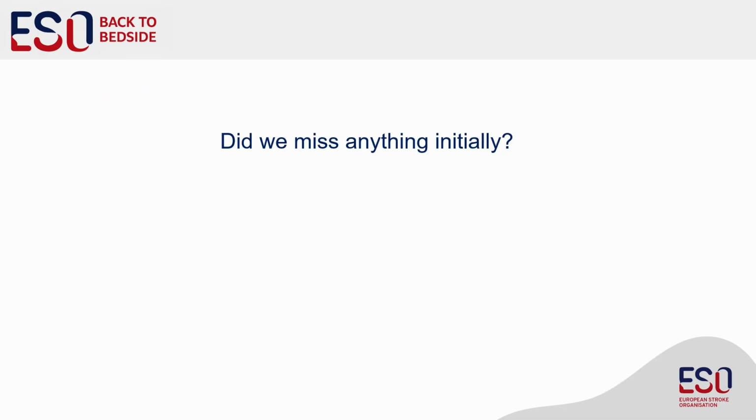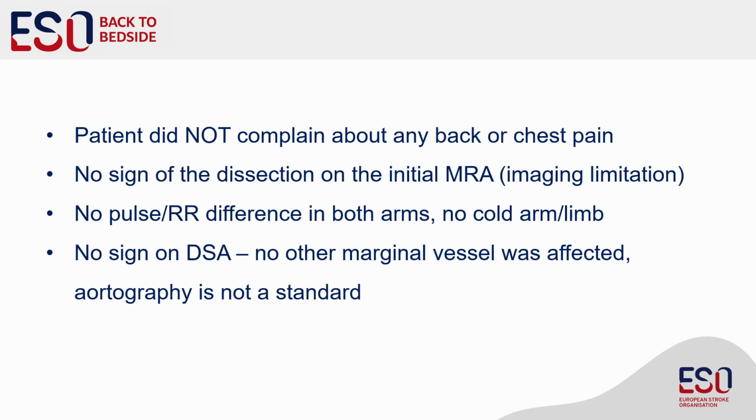So, did we miss anything initially? Well, our patient did not complain about any back or chest pain. There were no signs of dissection on the initial MRI, which is unfortunately an imaging limitation of the MR angiography. She had no pulse differences in her arms and had no cold limb.